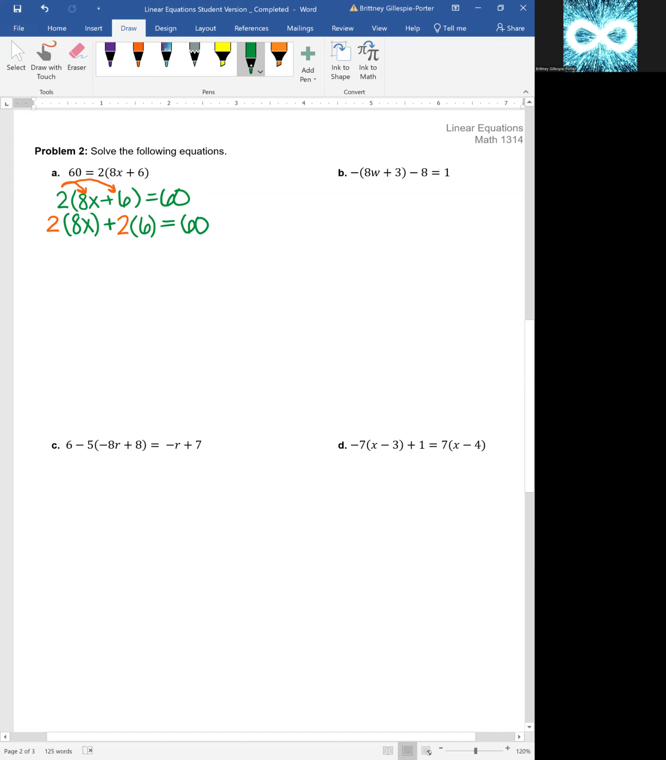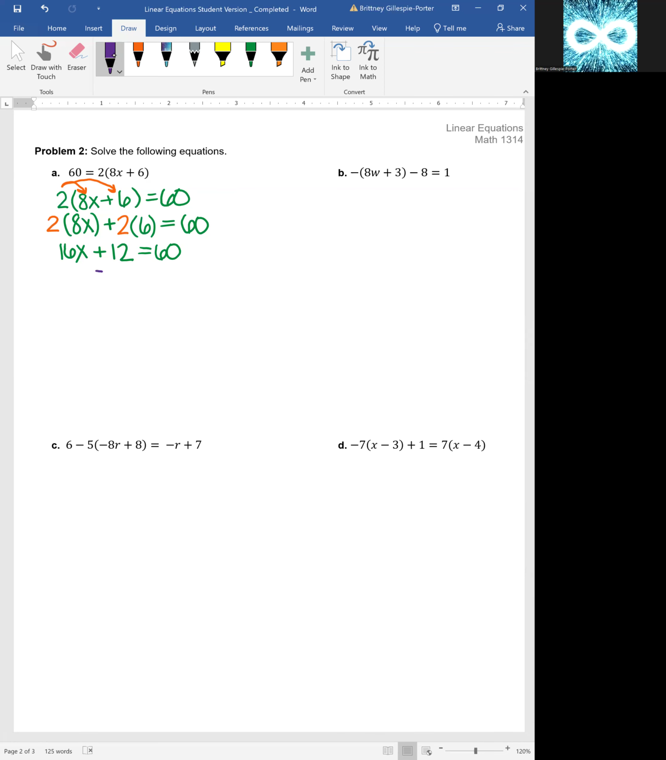2 times 8x gets us 16x plus, bring down our plus. 2 times 6 gets us 12 and carry down our equals 60. Notice after we distribute the 2, we don't have a parenthesis anymore. Okay. Now we're back to equations like we've been working with, and we need to get the x by itself. First, we need to make sure that like terms are moved to the same side. So all of our variables on one side, all of our numbers on the other.